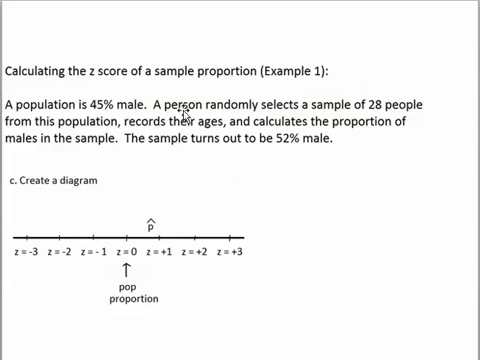So overall, the z-score of a sample mean tells you how extreme a sample mean is. It tells you how far a sample mean is from the population mean in terms of standard errors. And a z-score of a sample proportion tells you how extreme a sample proportion is, or how far a sample proportion is away from a population proportion. And it's once again in terms of standard errors.